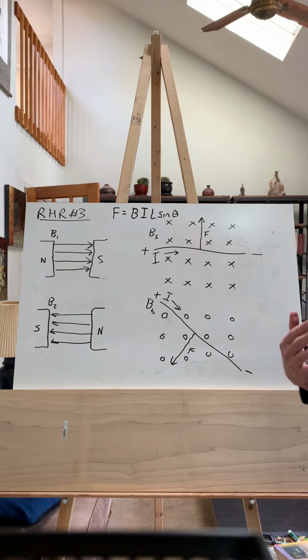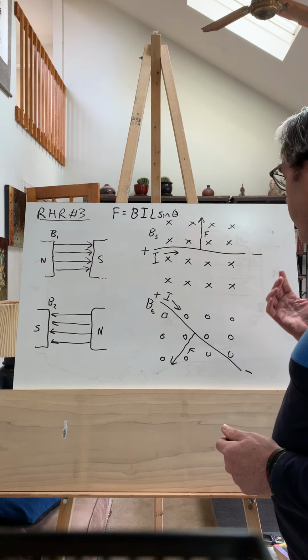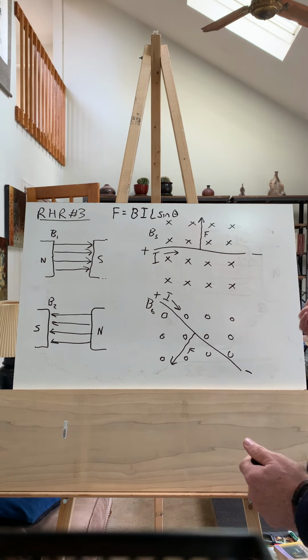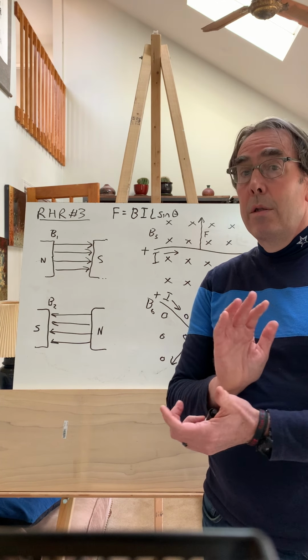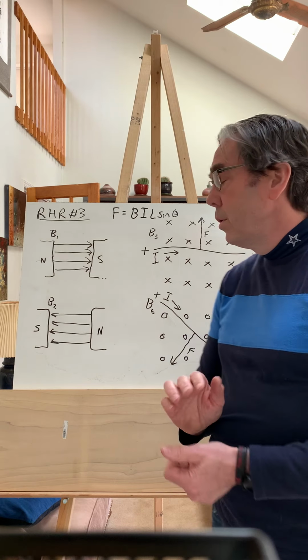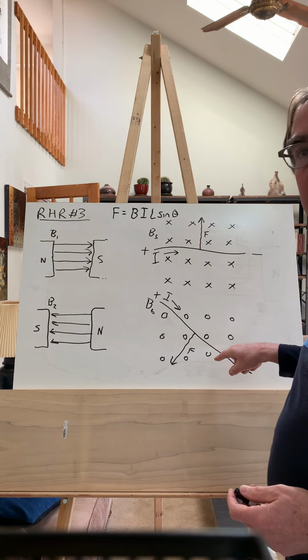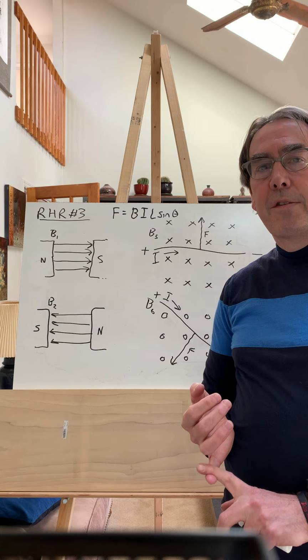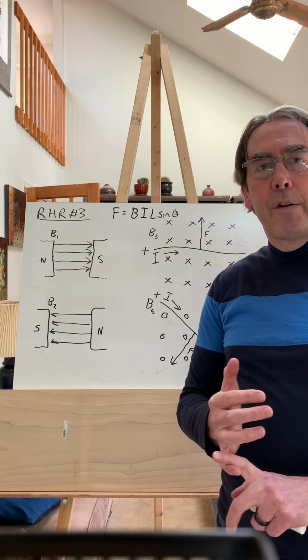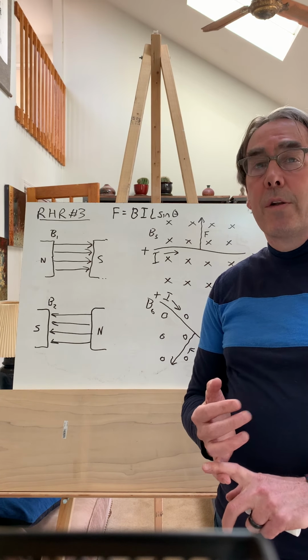Using the other version, your skill sheet and the one that I prefer, fingers go in the direction of the field, thumb in the direction of the current, force comes out your palm and you get the same thing. Okay? So that is what the relation is between the field, the current, and the force. The current turns the wire into a magnetic object, the field exerts a force on it. The right-hand rule tells us the direction. Clear as a bell? Okay, so let's get started on the review.